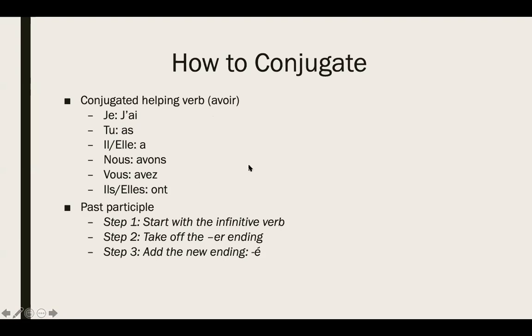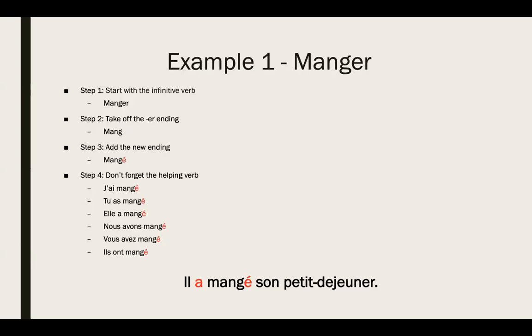There are three main steps to form the past participle. Step one, you're going to start off with the infinitive verb. Step two, you're going to take off the ER ending of that verb. And finally, you're going to add a new ending, which is just E with an accent on top.